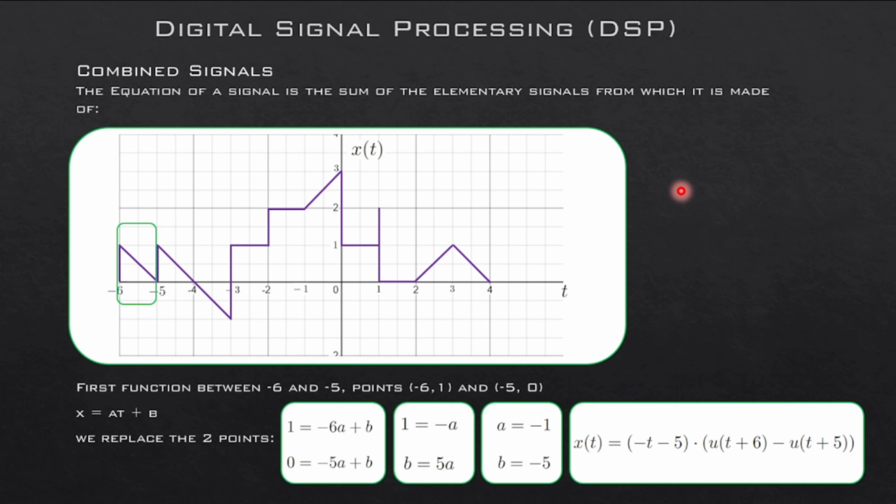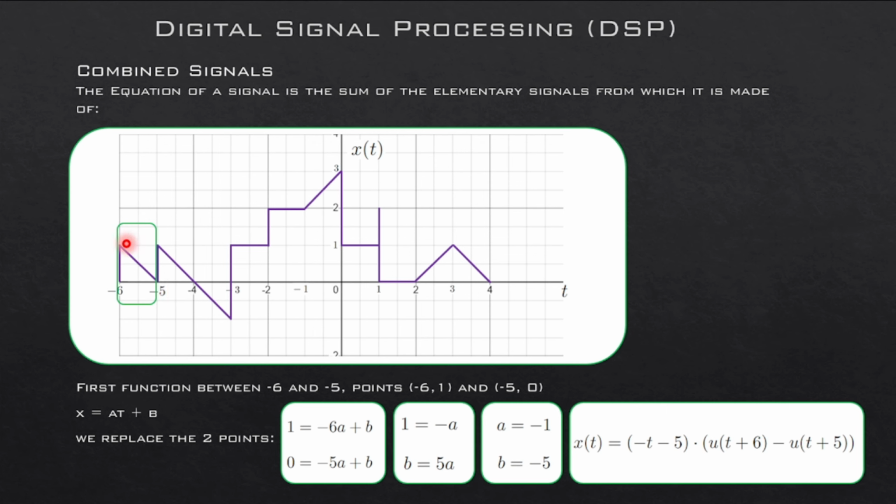Combined signals. The equation of a signal is the sum of the elementary signals from which it is made. So here we get this complex signal, and we need to get its equation by breaking down all the elementary signals that this compound signal is made of, starting from the first one. What do we notice here? This is actually a ramp. How do we get the equation of this line? Let's start with that. The equation of this line is bounded by 2 points.